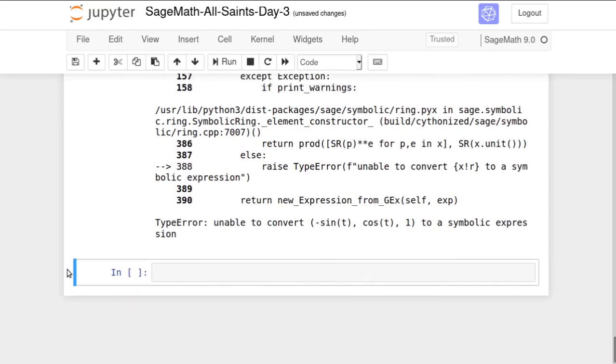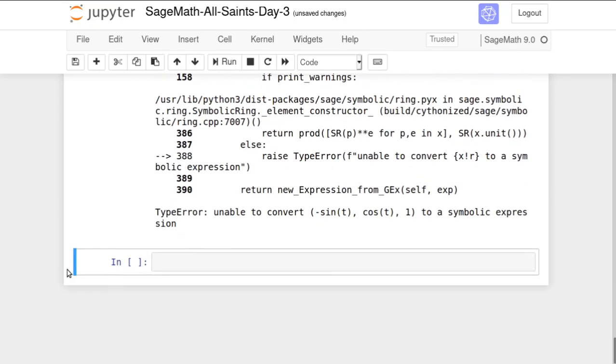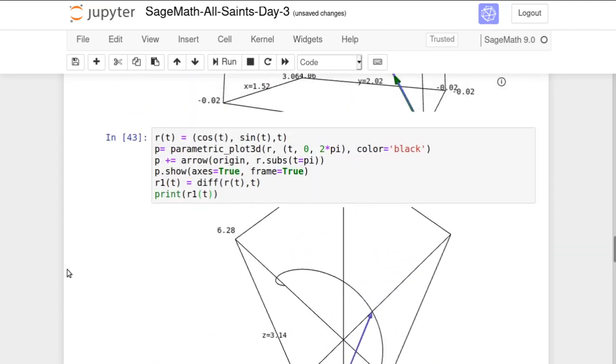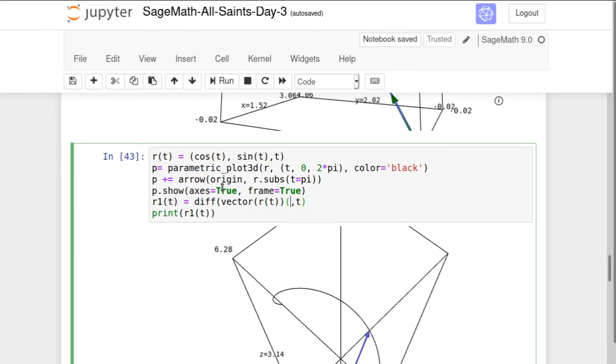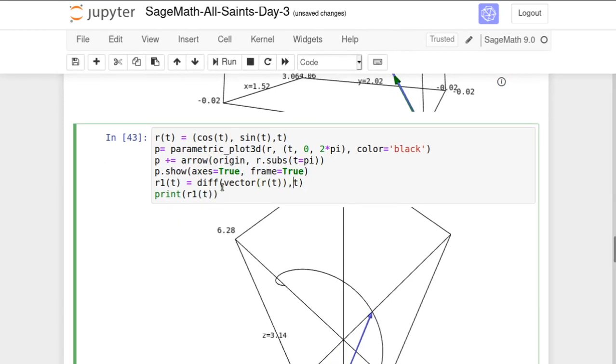Derivative, we need to see, this is the symbolic minus sine t, cos t, 1. So that expression is got now. So what is the problem here? Diff equal to... maybe we should try to convert this into a vector, because for differentiation, some of the functions will apply only on vectors and some of the functions will apply on non-vectors.